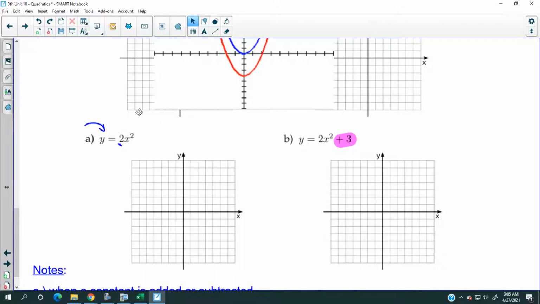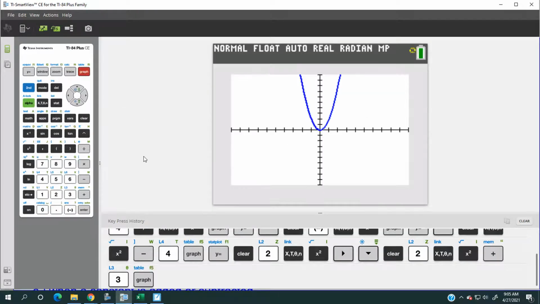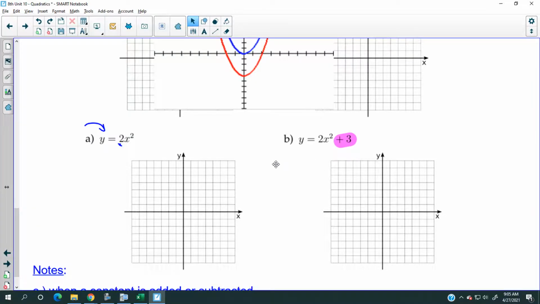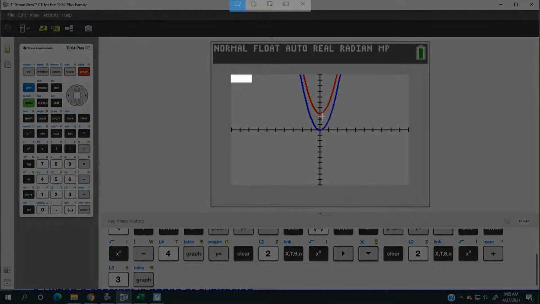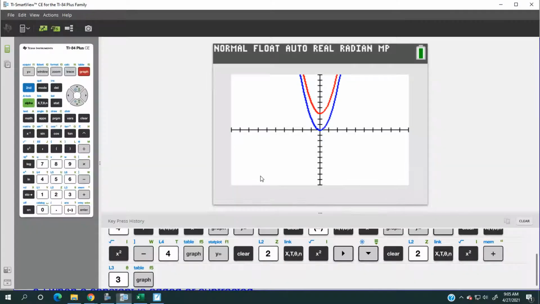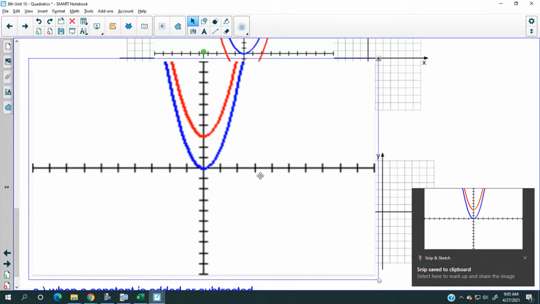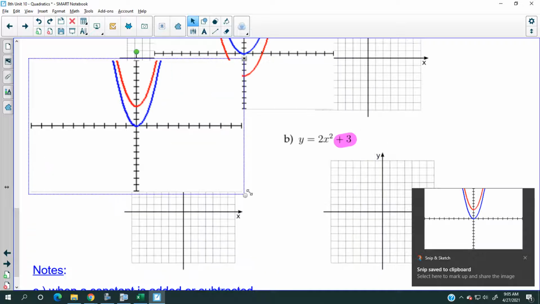Okay, so let's graph those. That's the first one. The second one, plus 3, right? It shifts up. Have you noticed? All right, let's take another picture of this. Oh, the lights are off. Hold on.